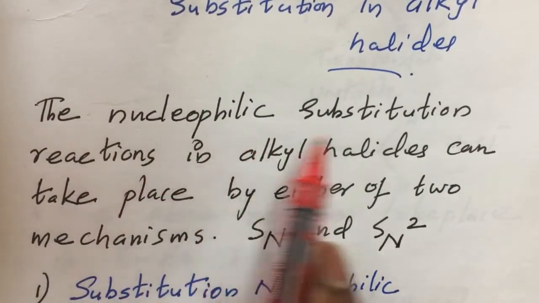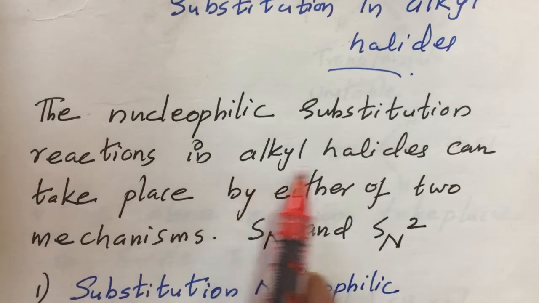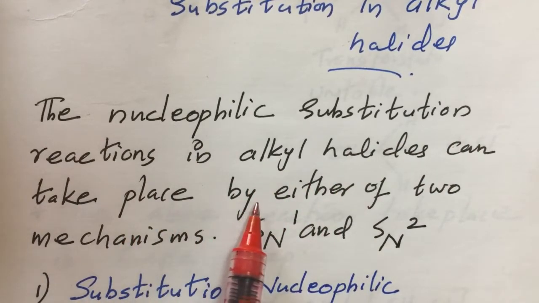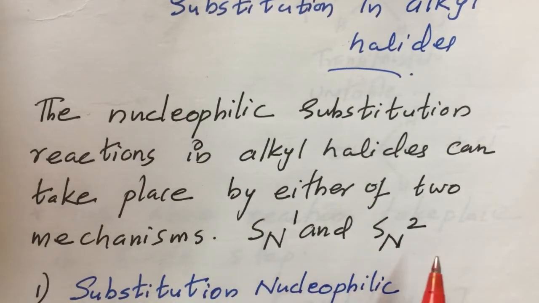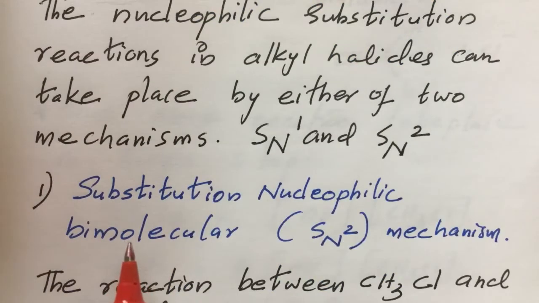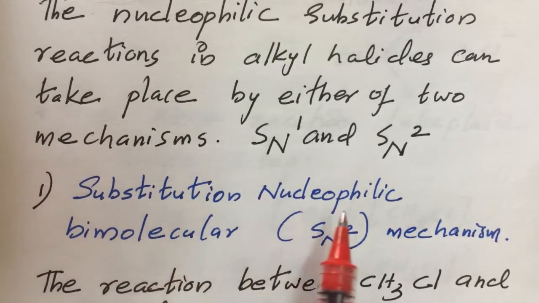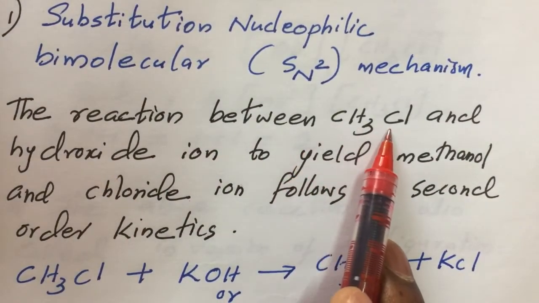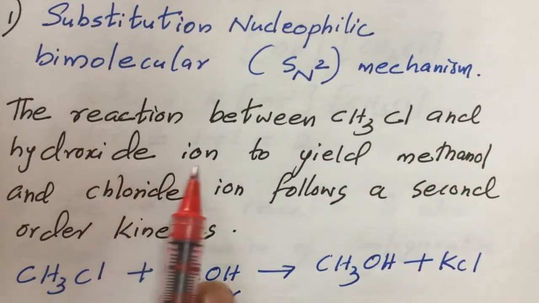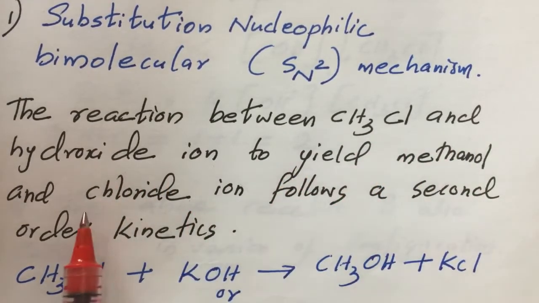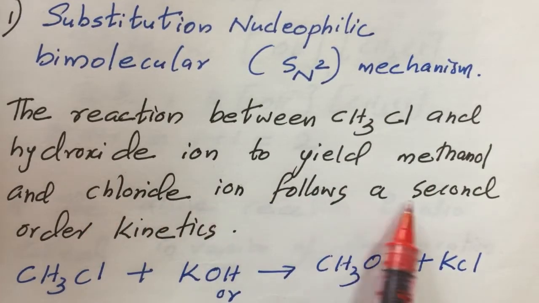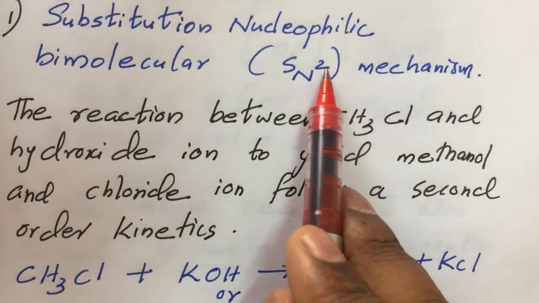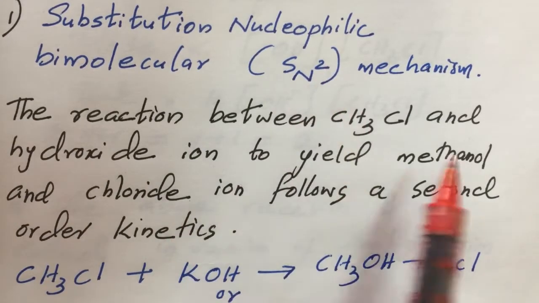The nucleophilic substitution reaction in alkyl halides can take place by either of two mechanisms, SN1 and SN2. First, the substitution nucleophilic bimolecular mechanism. The reaction between CH3Cl and hydroxide ion to yield methanol and chloride ion follows second order kinetics. The 2 means second order kinetics.